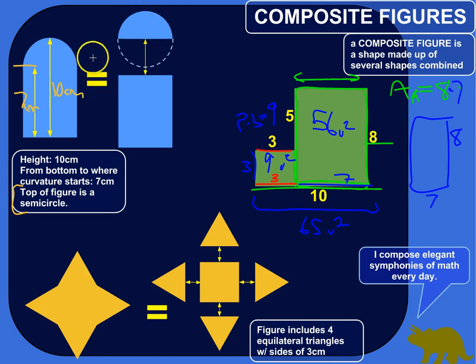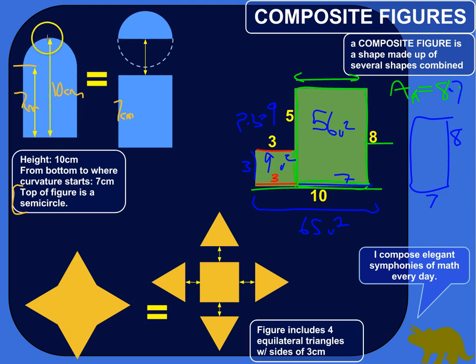Well, first of all, let's split this trash can into a rectangle and a half circle, which we can find the areas of fairly easily. And see what we know. So from the bottom to where the curvature starts, it's 7 centimeters. So the width of the rectangle is 7 centimeters. Do we know the length of the rectangle? Well, not yet. So let's see what else we can figure out.